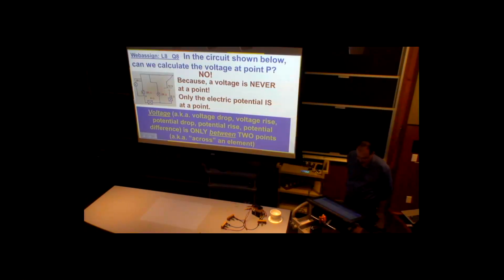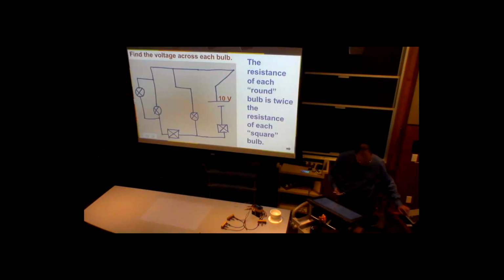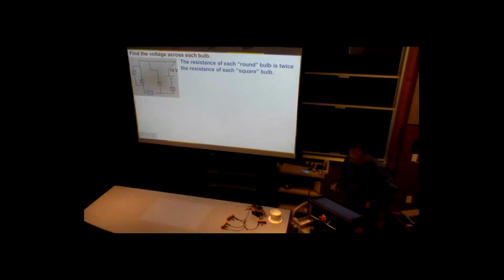But we can calculate potential if we set a reference point. And that's what we want to do right now, very quickly, because we are running out of time. When the circuit has only one battery, I always choose the negative electrode of the battery to be grounded. I set it to 0 potential, 0. So this electric potential will be 10 volts.